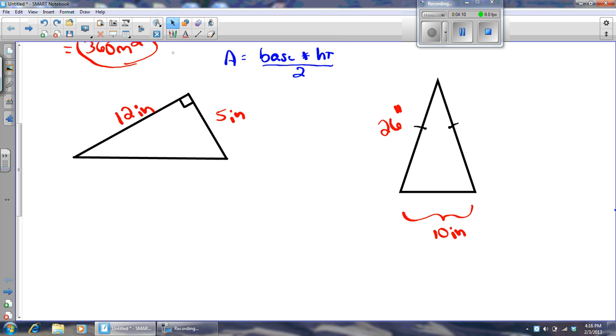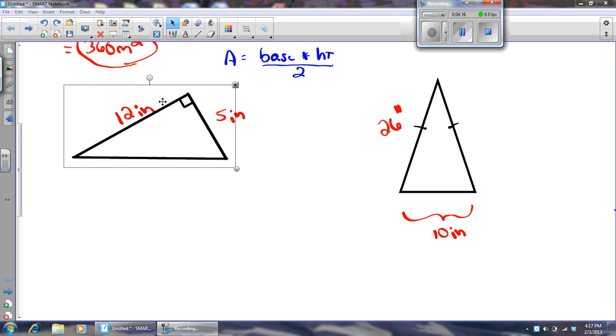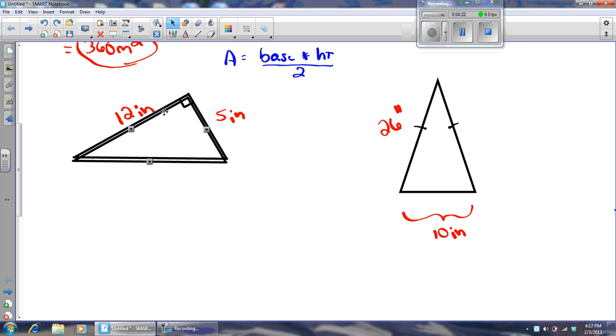Well, watch what will happen if I, let's see if I can do this. Okay, now I'm ready to demonstrate. If I take this triangle here and I clone him, and then, oops, I didn't want to do that.